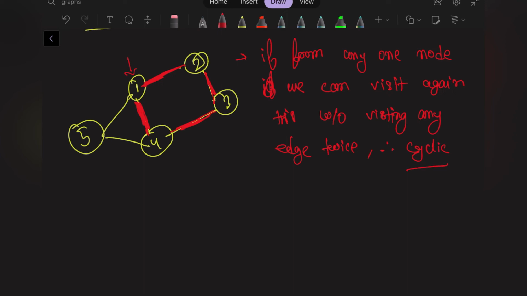So from any one node, if we are able to come back to that node without visiting any edge twice, that is a cycle. If we have visited 1 and then 2 and simply return, going and returning on the same edge, it is not a cycle. But if we leave the node from this path and return from another path, without visiting any edge twice, this is the sign that this graph has a cycle.